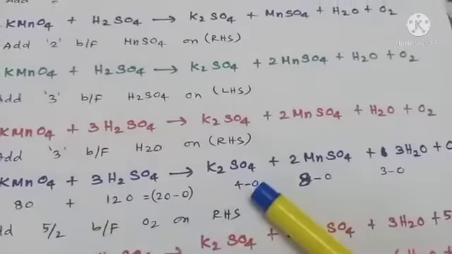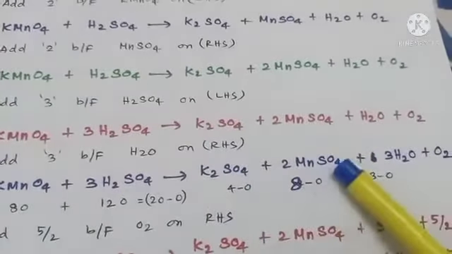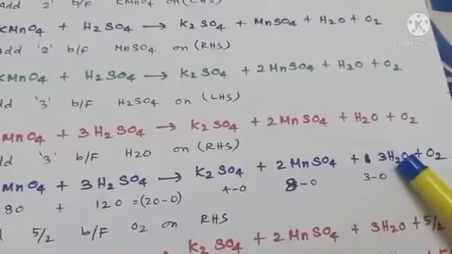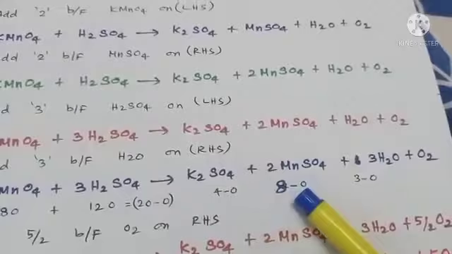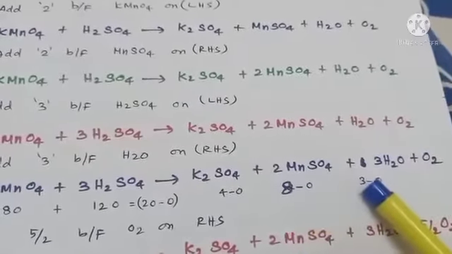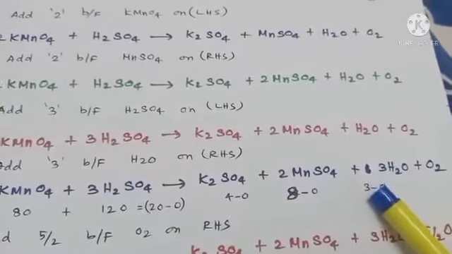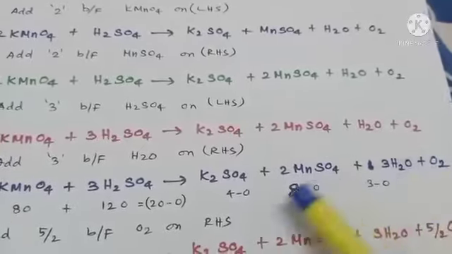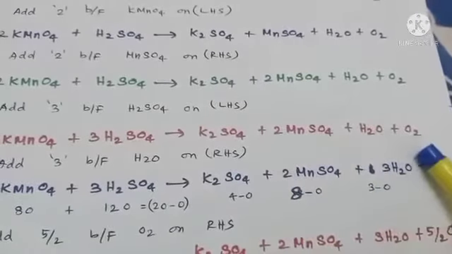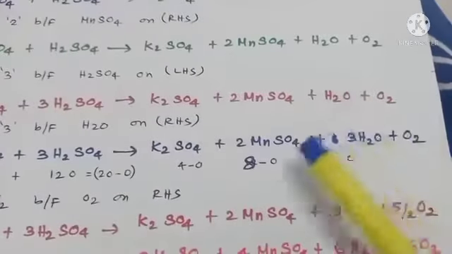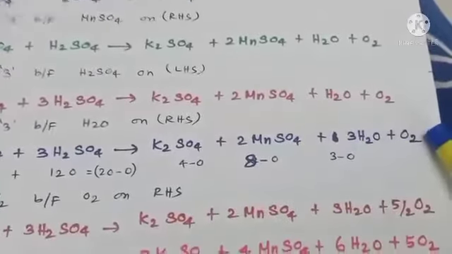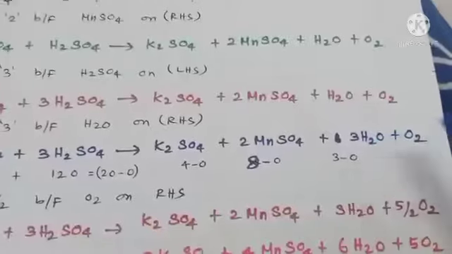Whereas right hand side, potassium sulfate 4, manganese sulfate 8, and in water about 3, isn't it? And oxygen 2. So 4 plus 2, 12, 4 plus 8, 12, plus 3, 15, plus 2, 17. So this alone 15. When you make this as 5 oxygen atom, 15 plus 5, it will become 20. Now the oxygen will be balanced, isn't it?